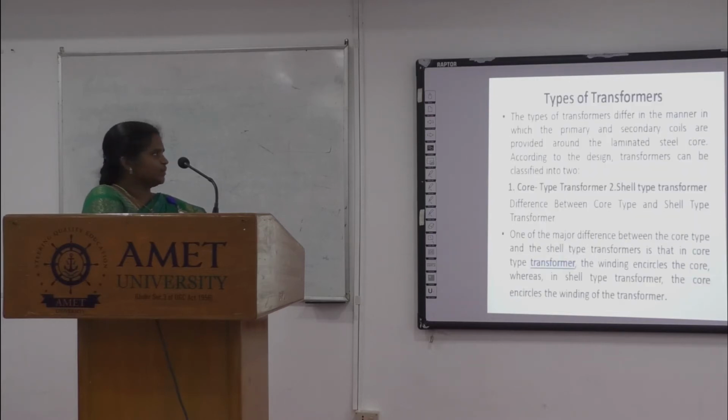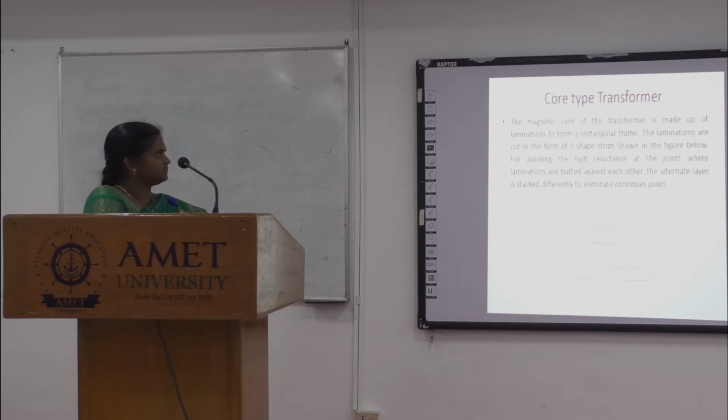The types of transformers differ in the manner in which the primary and secondary coils are provided around the laminated core. According to the design, transformers can be classified into two types. First one is the core-type transformer and second one is shell-type transformer. The difference between the two types is that in core-type transformer, the winding surrounds the core, whereas in shell-type transformer, the core surrounds the winding.